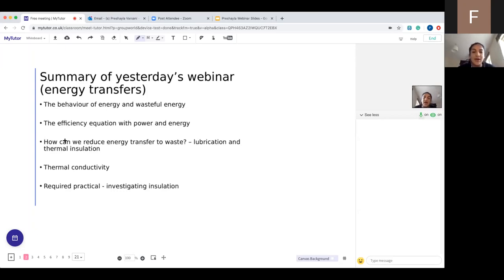And the ways that we changed it, so our variables, were the materials for the first part of the experiment. So we did the experiment with 4 different materials, and then we repeated the experiment, but instead of using different materials, we kept the same material but varied the thickness. So what we are investigating in that practical is, number 1, how does the type of material affect the conduction or the insulation? And how does the thickness of the material affect the insulation?